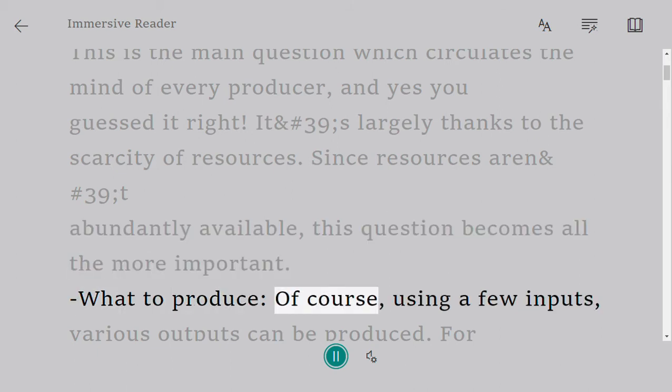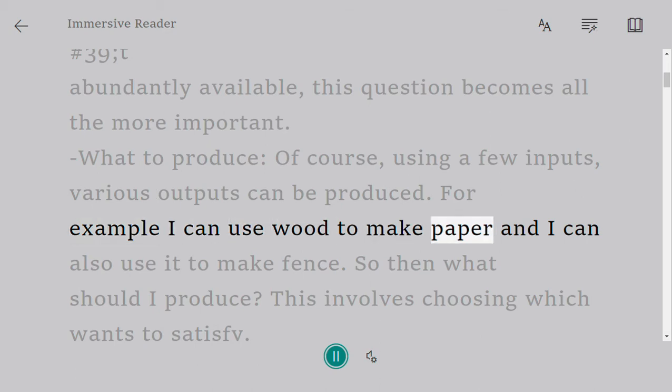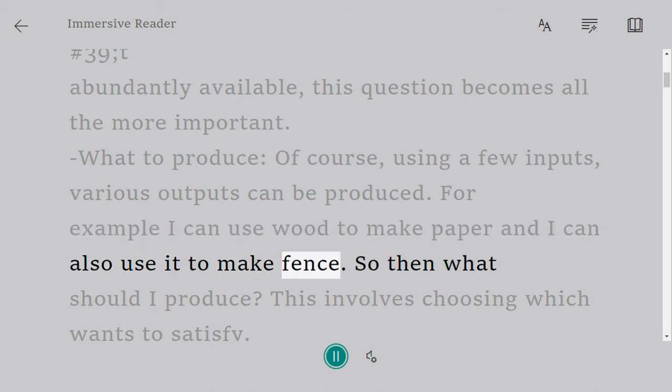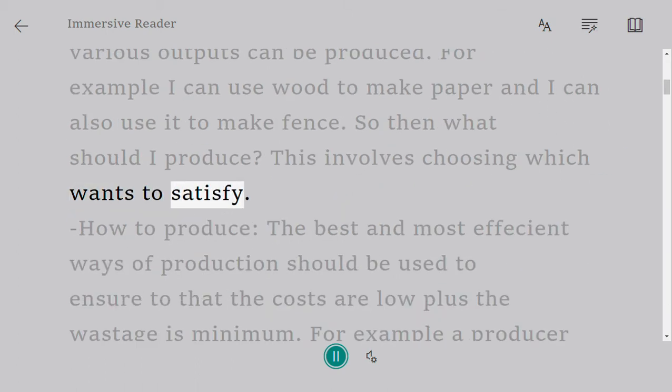What to produce, of course. Using a few inputs, various outputs can be produced. For example: I can use wood to make paper and I can also use it to make fence. So then what should I produce? This involves choosing which wants to satisfy.